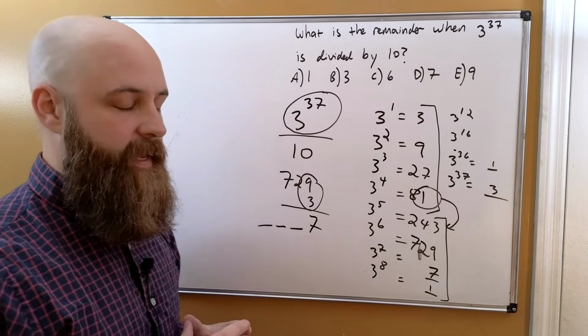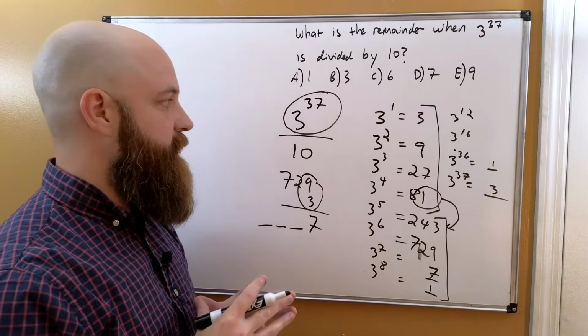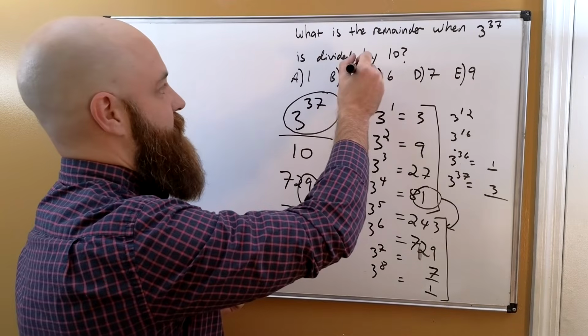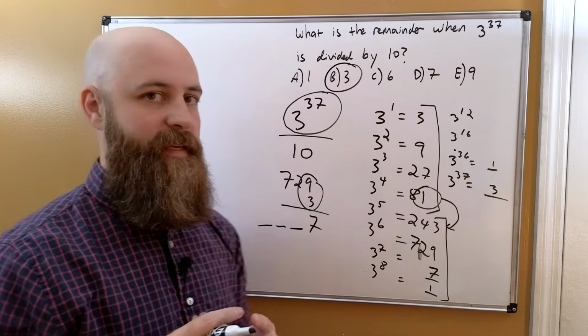If I divide it by 10, by the logic I was discussing earlier, I know the remainder is going to have to be 3, equal to the units digit. So there we go. The answer for this one is B.